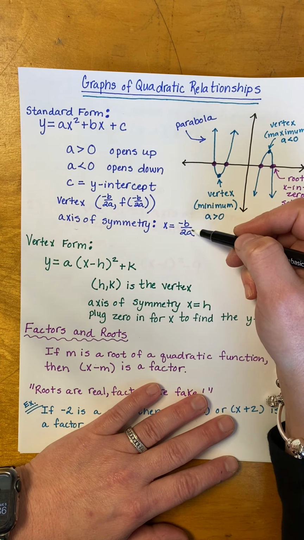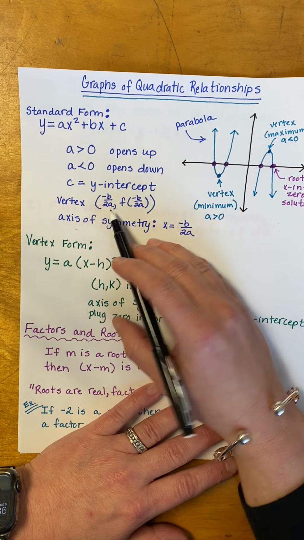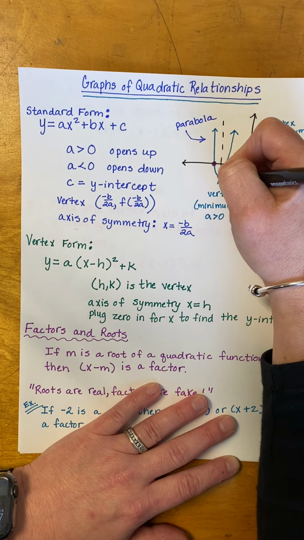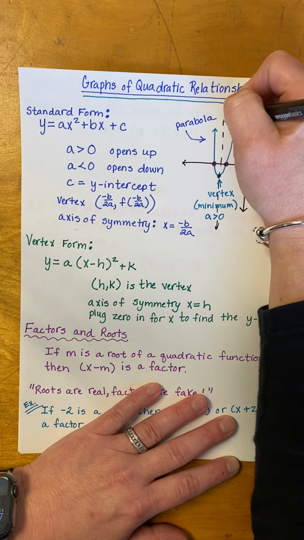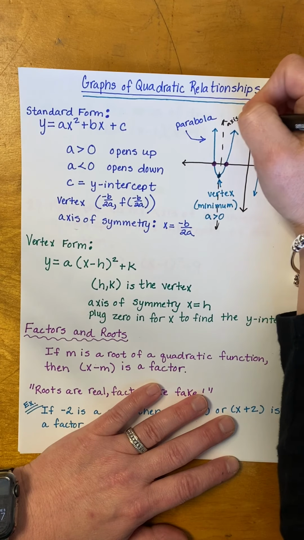And then the axis of symmetry is just this number right here. It'll be x equals whatever that is. And that's the line that cuts that parabola in half. You remember symmetry lines from kindergarten. Yeah, like a butterfly, and it's the line that cut it in half.